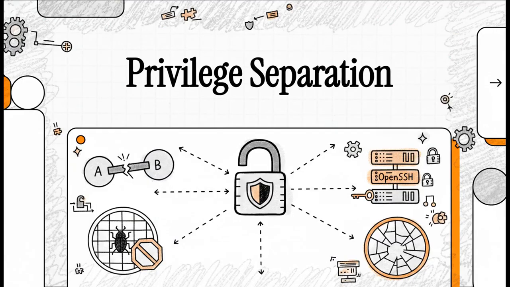Welcome to this explainer. Today, we're dissecting how the legendary OpenSSH case study completely revolutionized security. We're going to explore how system designers shifted their focus from the impossible dream of writing perfect code to designing incredibly clever architectures that actually tolerate inevitable software bugs without compromising the entire machine.